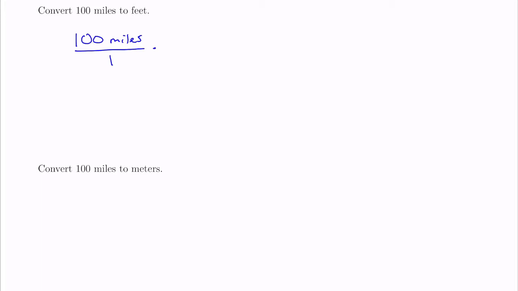We know we want our end result to be feet. So we need to multiply by a fraction that will compare how many feet are in a mile. It is known that 5,280 feet are equivalent to 1 mile. In multiplying these two fractions, we will have the miles in the numerator and the miles in the denominator cancel. So we'll be left with 100 times 5,280 feet.